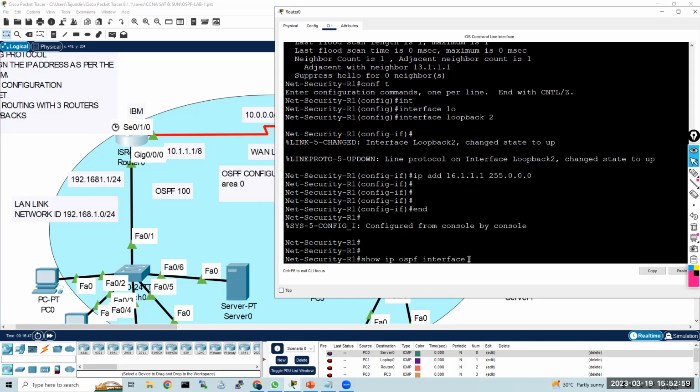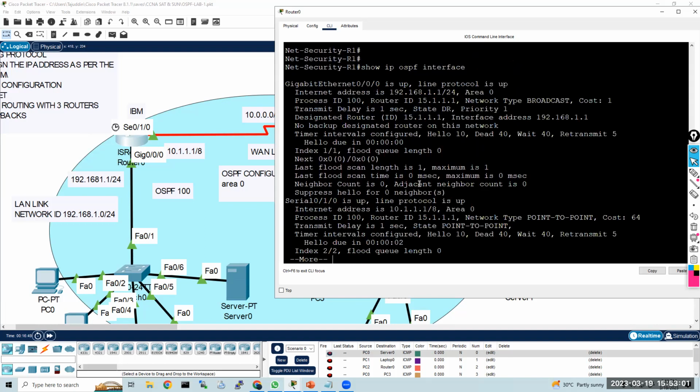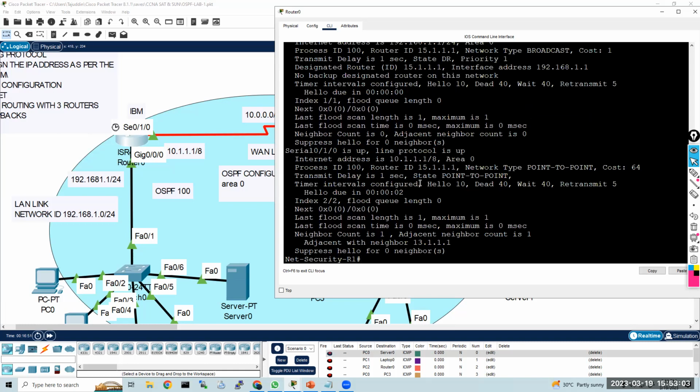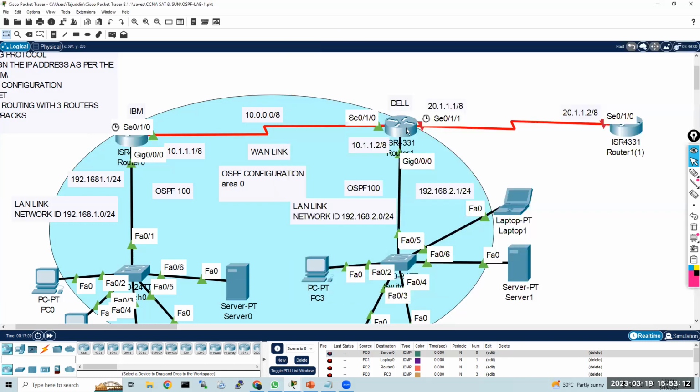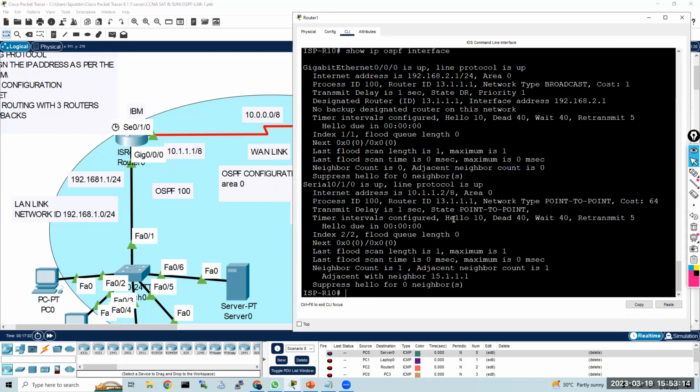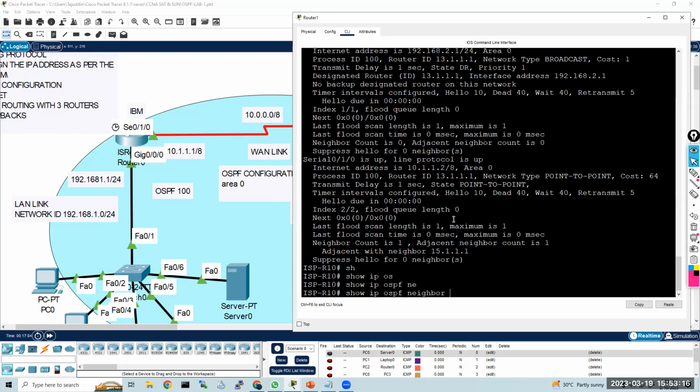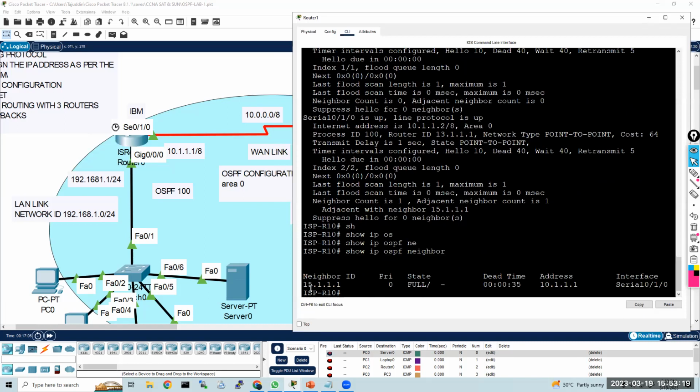Now you type show IP OSPF interface. The neighbor is showing the 13 network, and the router ID is showing 15. Now you check this one: show IP OSPF neighbor. So it's showing 15. The election process is not happening here because there are only two routers.